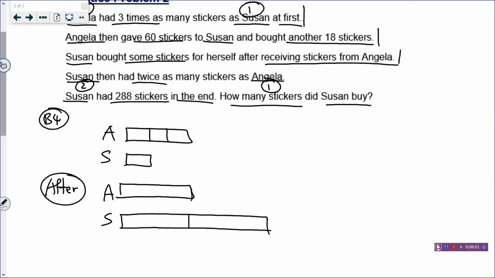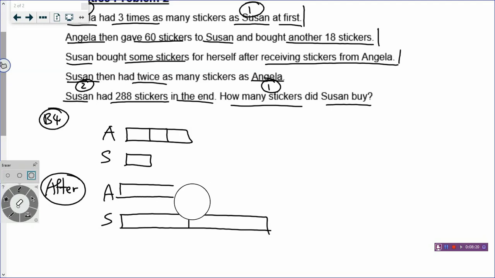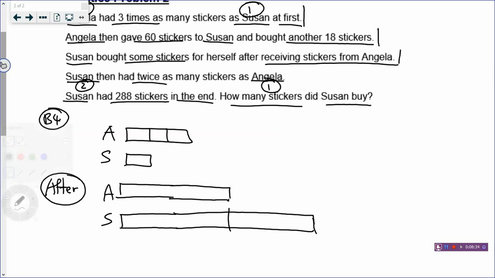But be careful. You can see that Angela before and after looks almost the same rectangle. But be aware that they are not the same. So if you don't want to be confused, then what do you do? You just readjust your model, and don't make the rectangles for Angela the same. Let's adjust and make it maybe longer so that you prevent yourself from getting confused. Okay, so just make it longer. All right, and then you have 2 times as well.